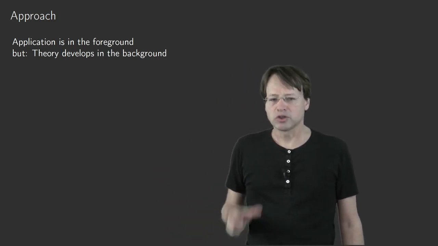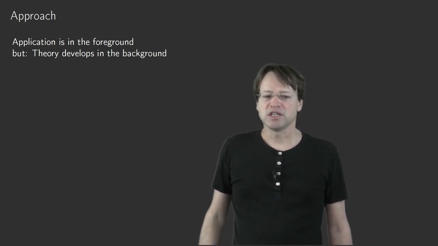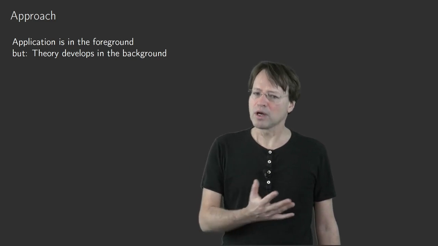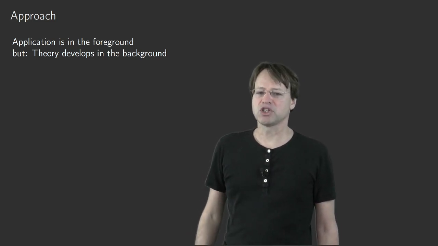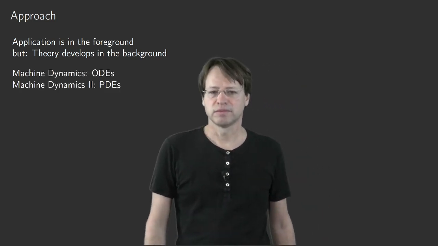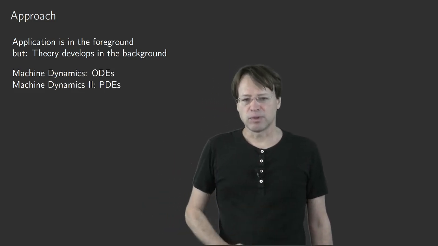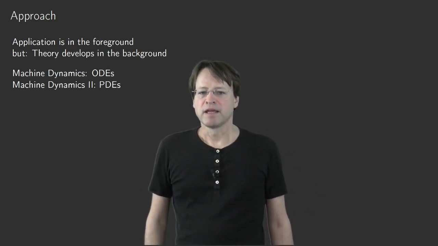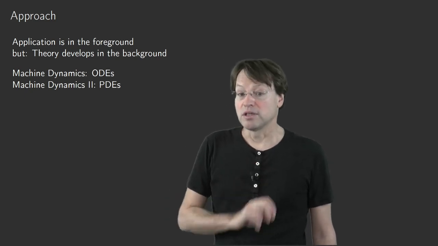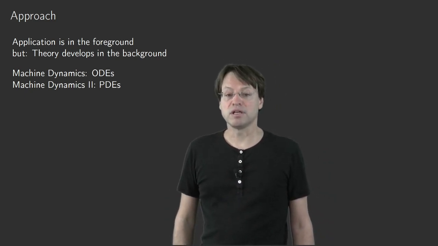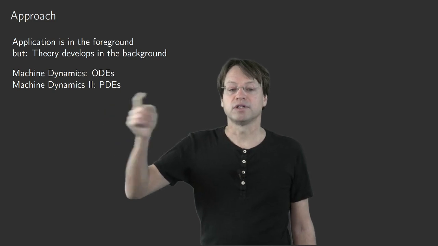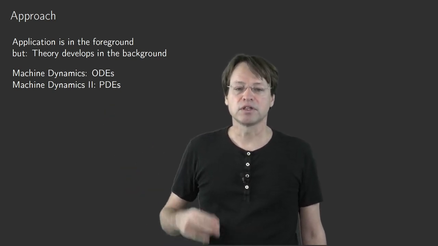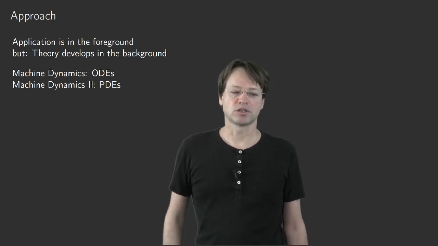And now there are two courses on machine dynamics. One course is entitled Machine Dynamics, and there's a follower course that is entitled Machine Dynamics 2. Yeah. What is the difference? Well, you can see it here. The difference is, in Machine Dynamics, the theory that develops in the background is a theory of ordinary differential equations, while in Machine Dynamics 2 we deal with partial differential equations.